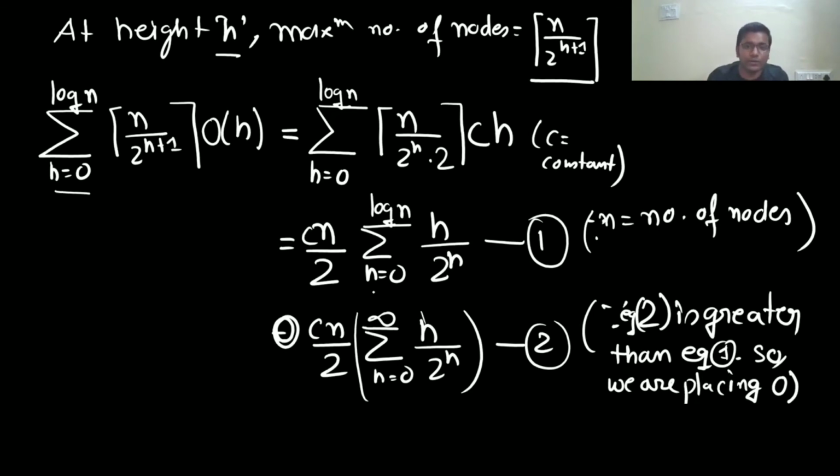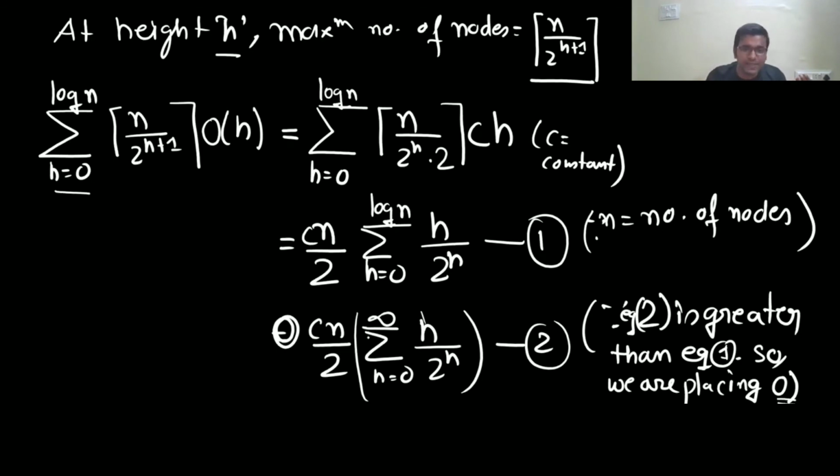Now, the summation is going from h equal to 0 to log n of h by 2^h. Okay, h by 2^h. Since it was going from h equal to 0 to log n, I can even do this sum from h equal to 0 to infinity. See, it is asymptotic wise. So you can write infinity in place of log n, then you have to place a big O. Previously it was equal. Now since I am doing this sum beyond log n, that is up to infinity, equation 2 is greater than equation 1. So we are placing big O.